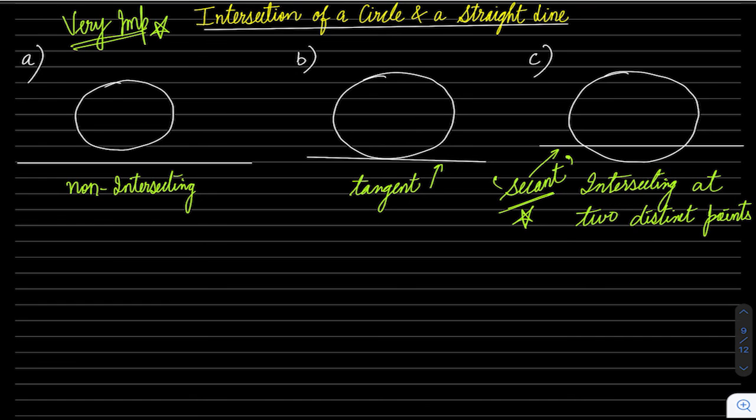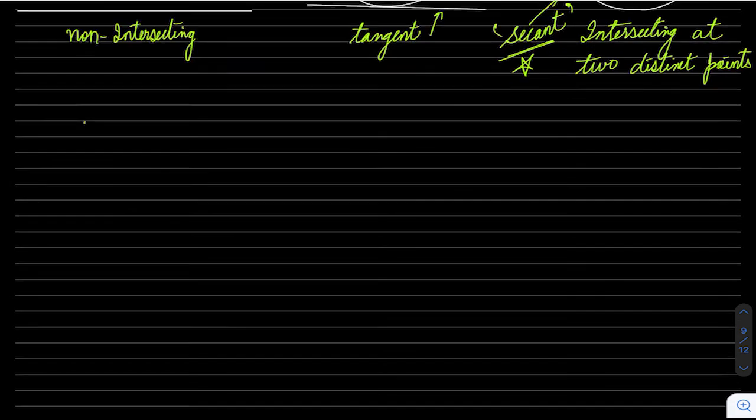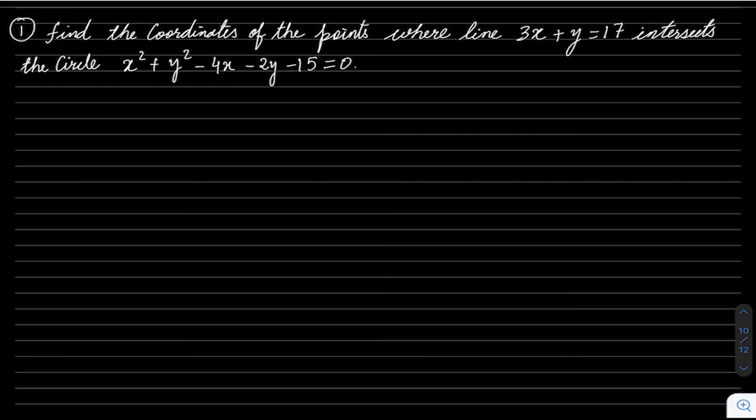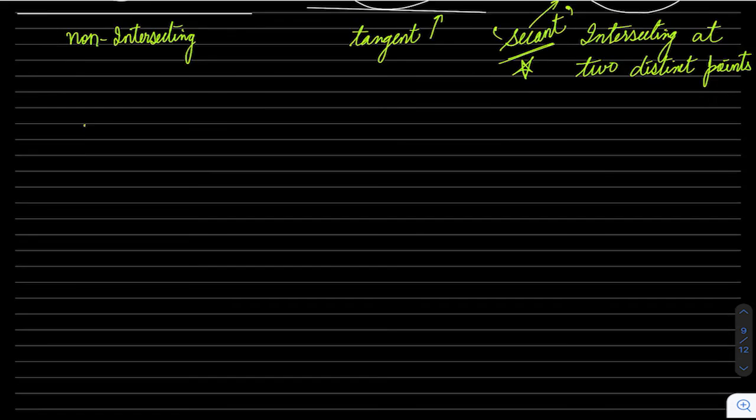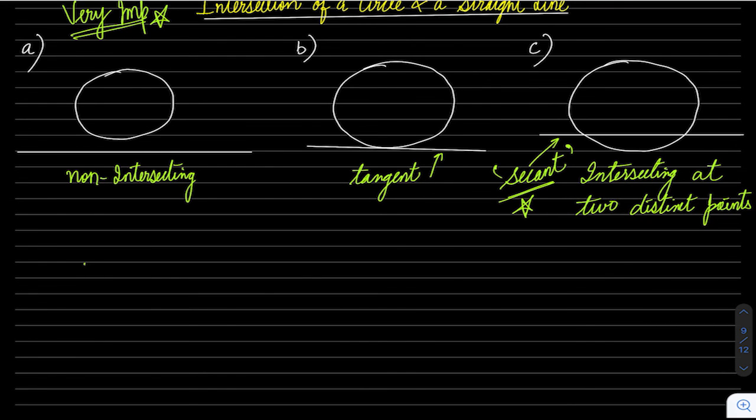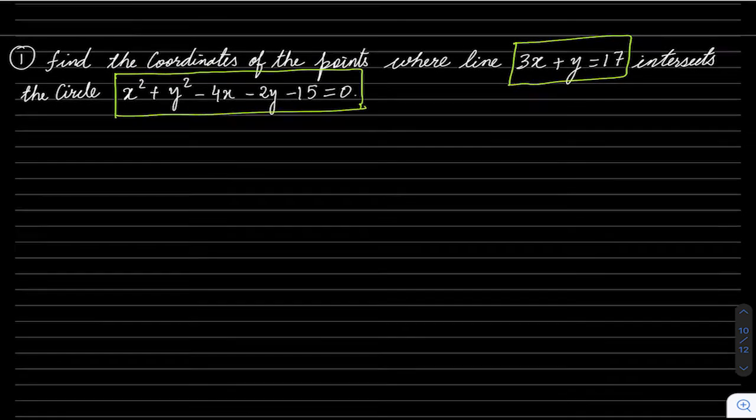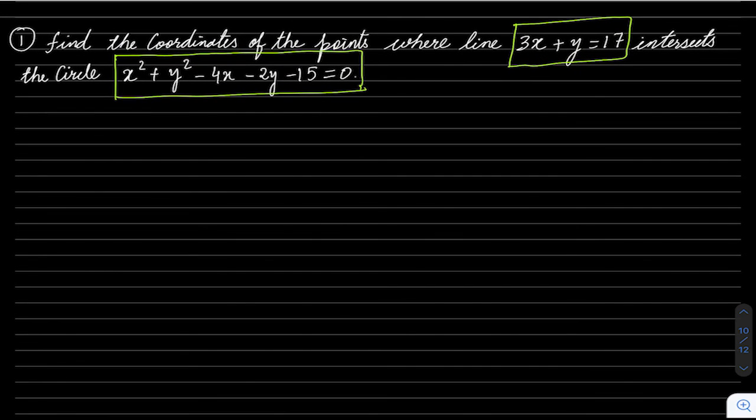So how do we find the intersection of a circle and a straight line? We will simultaneously solve the circle and the straight line. Let's see an example. This is our first example. Find the coordinates of the point where the line 3x + y = 17 intersects the circle x² + y² − 4x − 2y − 15 = 0. A circle is given and a line is given, but we don't know at how many points it is intersecting, or even if it is intersecting. So we will simultaneously solve them.